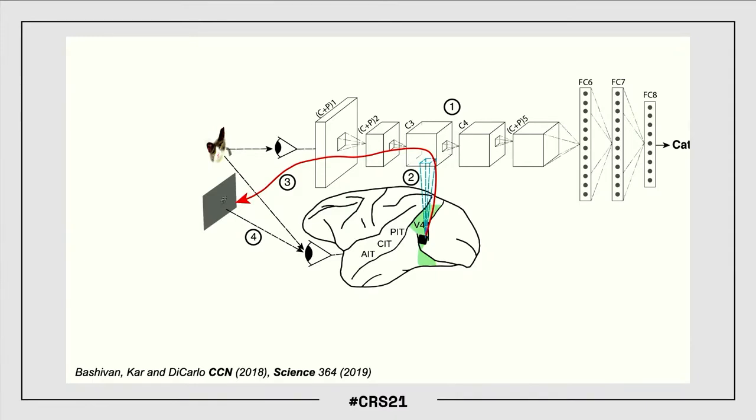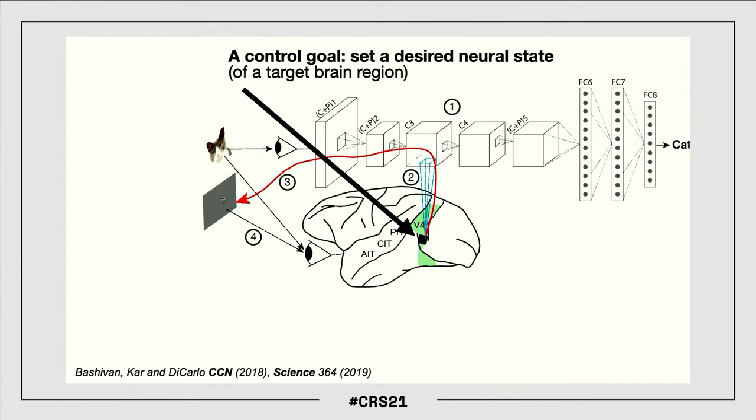The idea goes like this. If you have a really good engineered model of a system, like the visual system, then you can pick a control goal, like you want to set the V4 population state in a particular state. And you say, I just want to turn all the neurons on or turn one of them on and all the others off. Whatever goal that you have for controlling the neural state, you can make that a goal.